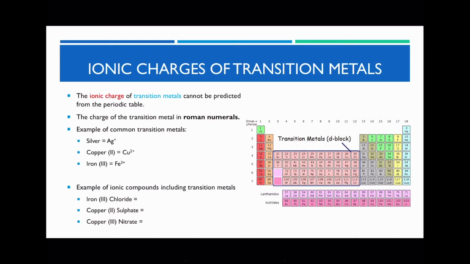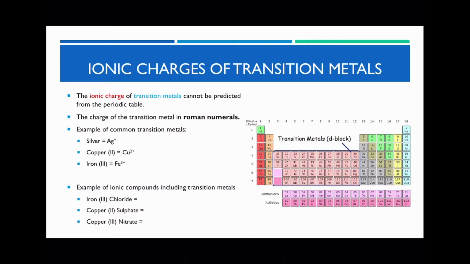When there's a Roman numeral associated with a particular transition metal, that means that particular transition metal can have multiple charges. It could either have a +1, +2, +3, or +4. It's always going to be a positive charge because although it's still classified as a metal, metals have a tendency to lose electrons.